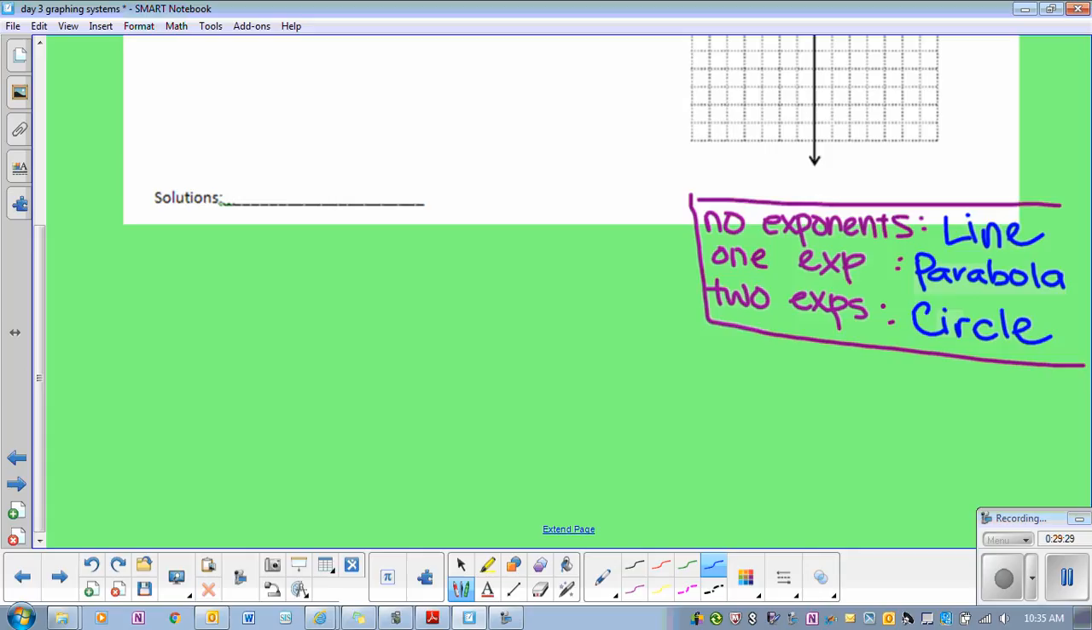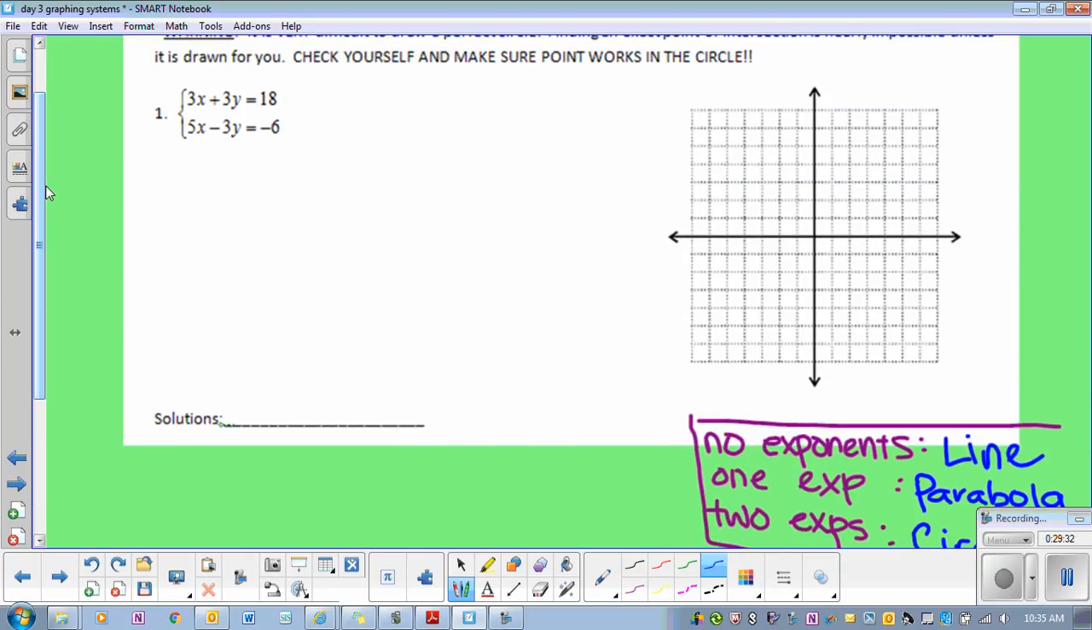All right, so let's look at these guys. Number one has two equations. So here. All right, so I'm going to choose a color for the first equation. I'm going to choose red. Guys, do you see any exponents here? No, so that's a line. For the second one, I'm going to choose a different color. What is that? Is it a line, a parabola, or a circle? It's a line because there are no exponents for that one either, right?